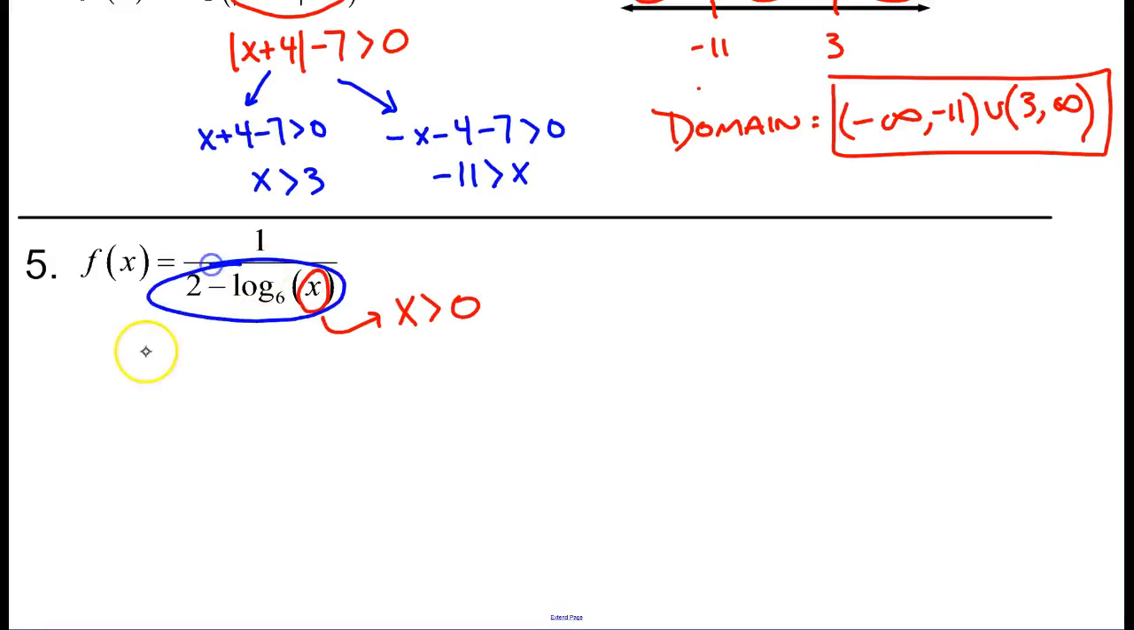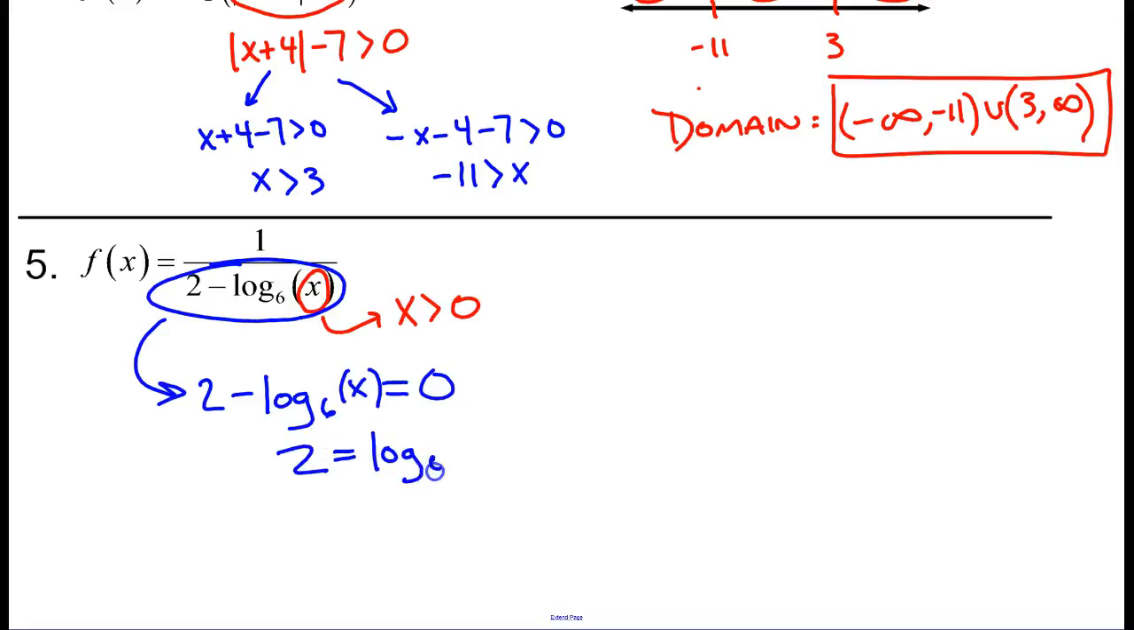The other restriction we have to look at is this denominator. We have to say 2 minus the log base 6 of x cannot be equal to 0. So let's see when it does equal 0. I'll solve this equation by adding log base 6 of x to both sides. That gives me 2 equals log base 6 of x. And now I'm going to rewrite this as an exponential. This equation is equivalent to 6 squared equals x, which means 36 equals x.